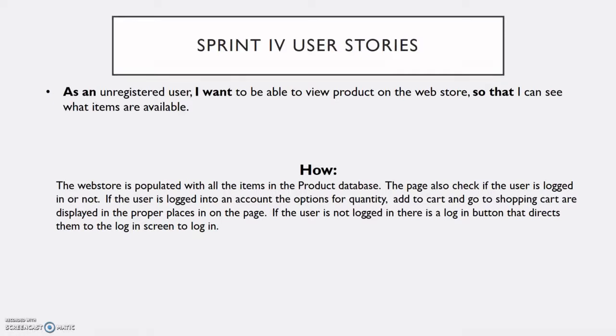Sprint number 4 user stories. As an unregistered user, I want to be able to view products on the web store so that I can see what items are available.